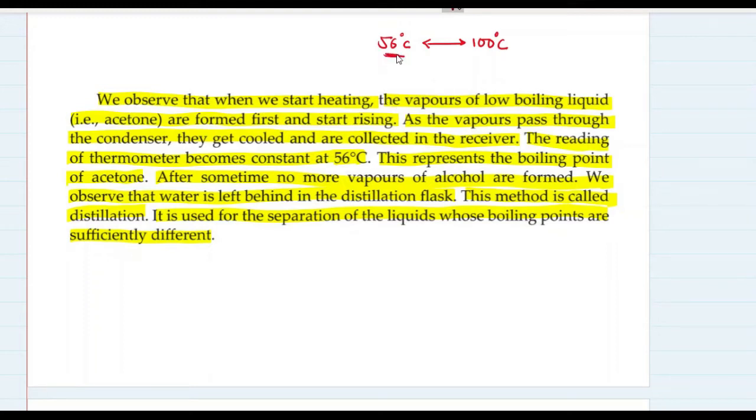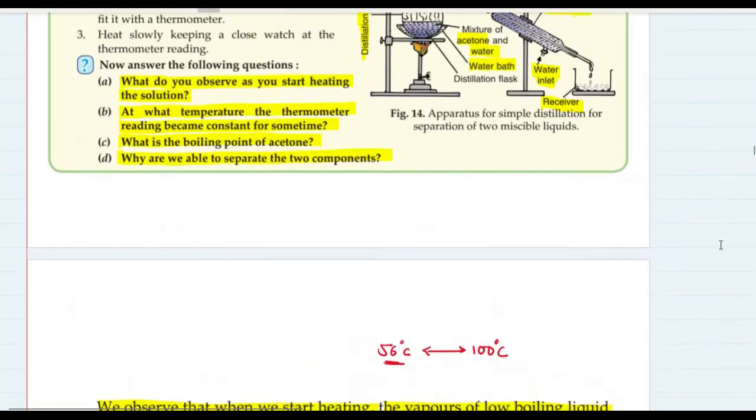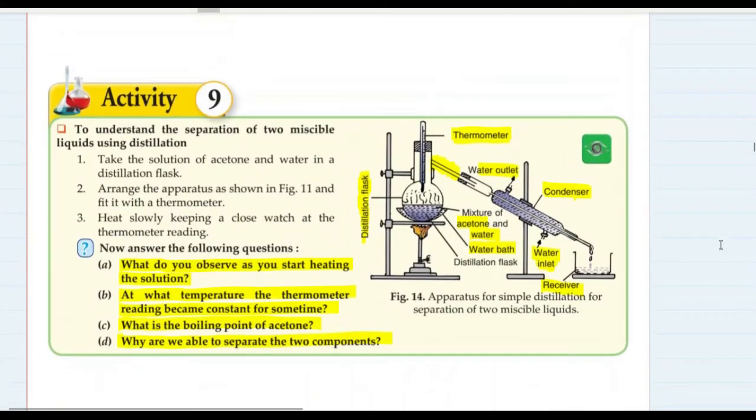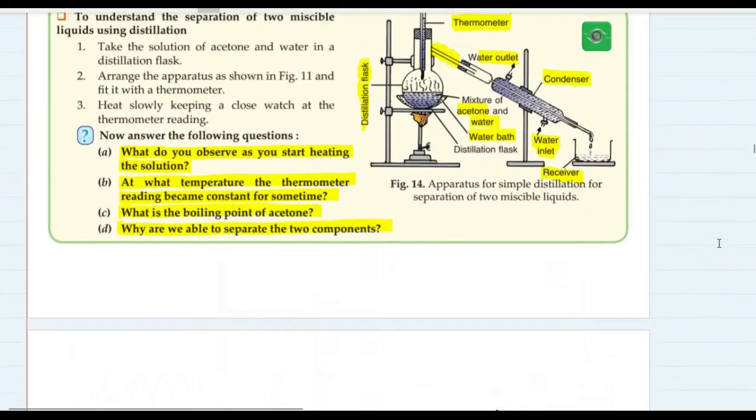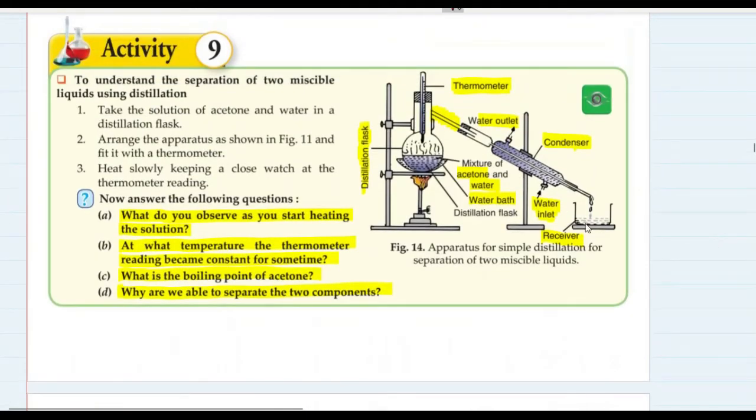At 56 degrees Celsius, when the thermometer shows 56 degrees Celsius, the acetone starts boiling and getting converted into vapors rapidly. But the water will continue to heat. It will not start boiling yet. So the component which comes out through this condenser in the liquid form will be only acetone at 56 degrees Celsius.